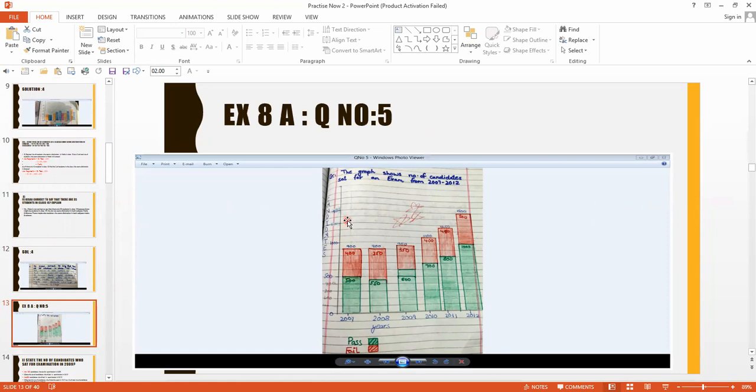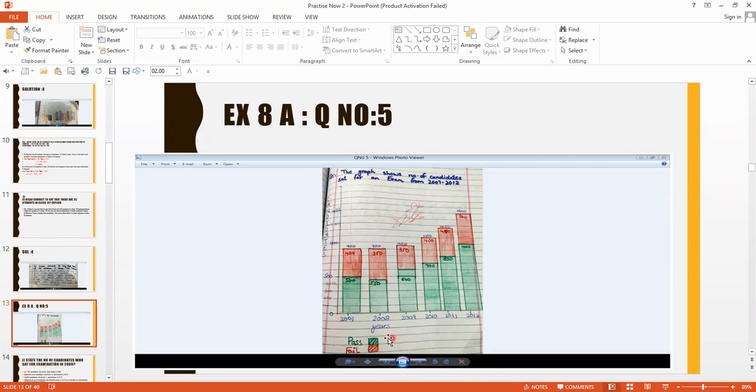According to this graph, the graph shows the number of candidates who sat for an examination in each year from 2007 to 2012. Look at the book, because in the book this graph is much clearer. This is your question number 5. They gave the pass and fail: I will use green color for pass and red color for failure. So look at the graph from the book.